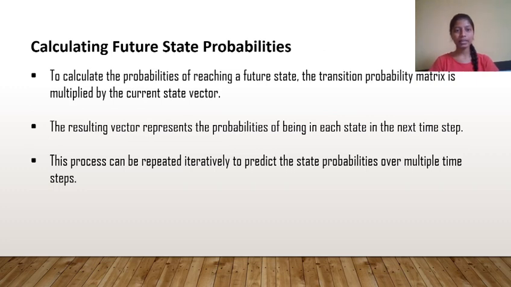So, how do we calculate the future transition probabilities? To calculate the probabilities of reaching a future state, the transition probability matrix is multiplied by the current state vector. Then the resulting vector represents the probabilities of being in each state in the next time step. This process can be repeated iteratively to predict the state probabilities over multiple time steps.